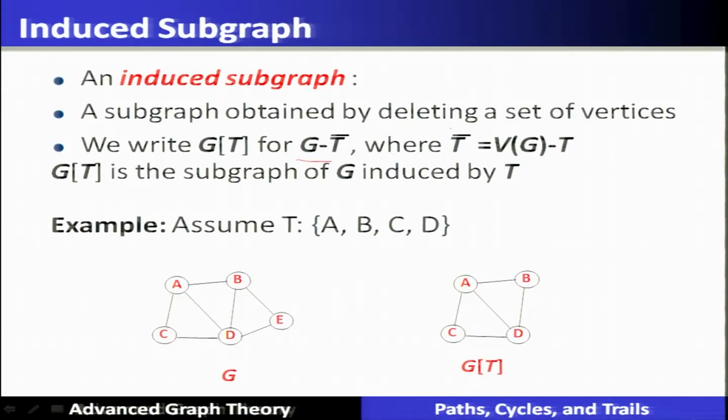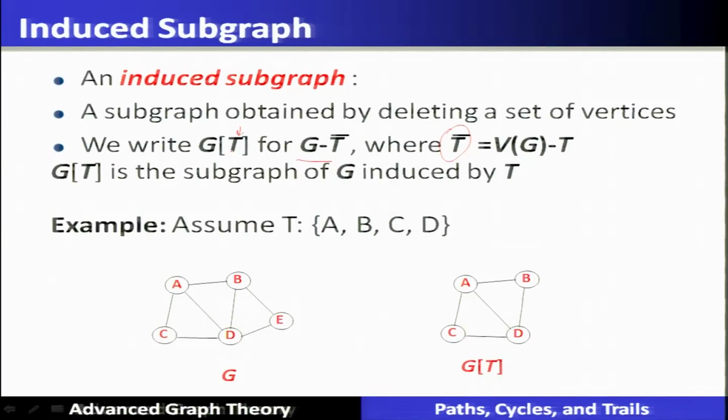So that means if this T prime is removed from the graph, only the T set of vertices will remain in the graph, and the resultant graph having these set of vertices and all the edges as per the original graph G is basically called the induced subgraph. So G[T] is the subgraph of G which is induced by the set of vertices.